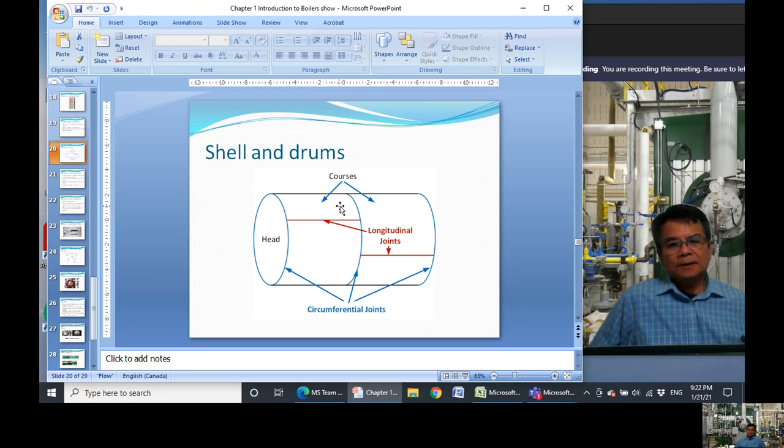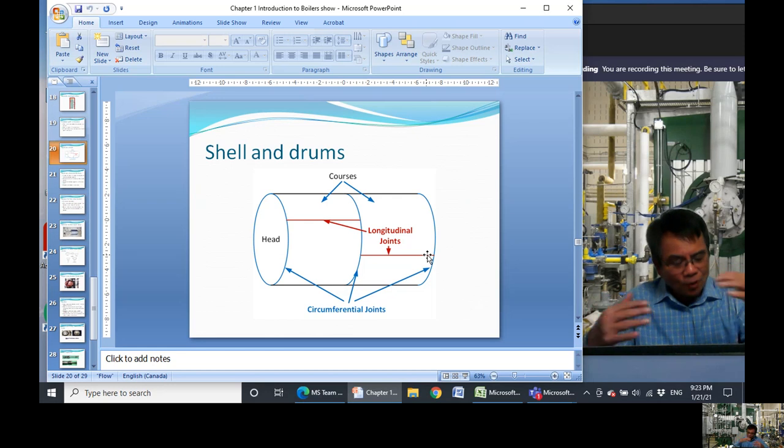Okay. Now, if this one is a fire tube boiler, this will be the shell of the boiler, and you have to put the tube sheet on both ends, and put the fire tubes in the middle. Each section is called a course, and then you join the courses together and it becomes a drum. Now you see the longitudinal joint in this one: you bend a piece of big metal, use a machine to roll it, and then weld it together.